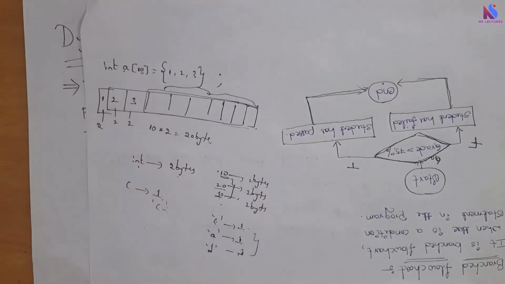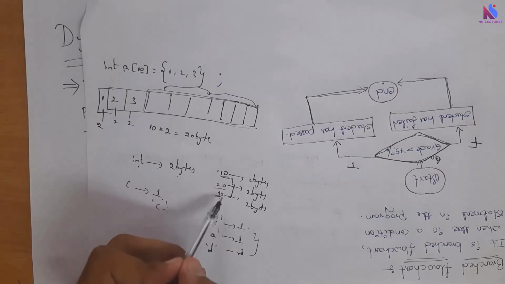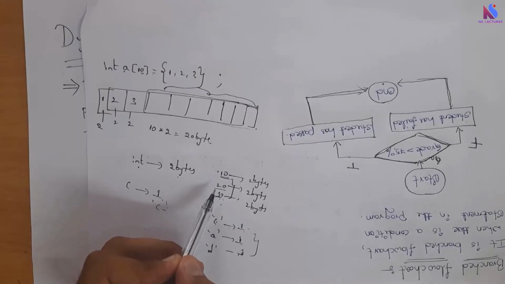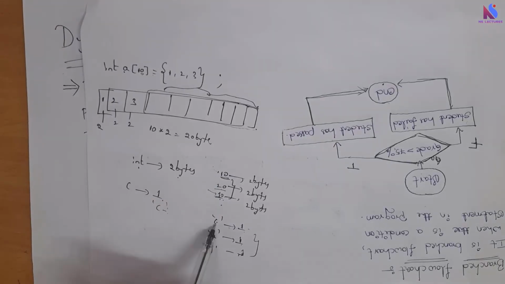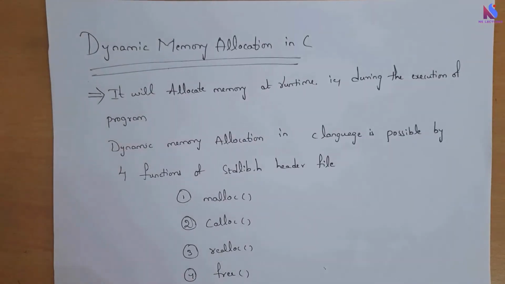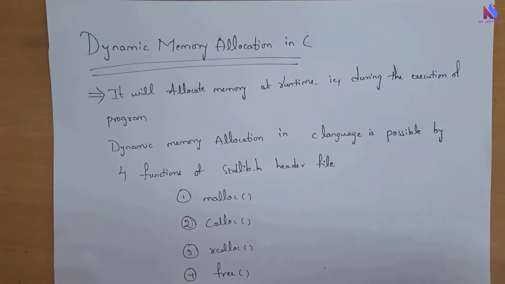Guys, you need to remember one thing: each integer will occupy 2 bytes of memory, whereas each character will occupy 1 byte of memory. For example, if you consider 10, 20, 10, this 10 will occupy 2 bytes of memory, 20 will occupy 2 bytes, and 10 will occupy 2 bytes. If you consider single characters, this C will occupy 1 byte of memory, A will occupy 1 byte, and D will occupy 1 byte. By using dynamic memory allocation, we can allocate memory at runtime, that is, during the execution of the program.